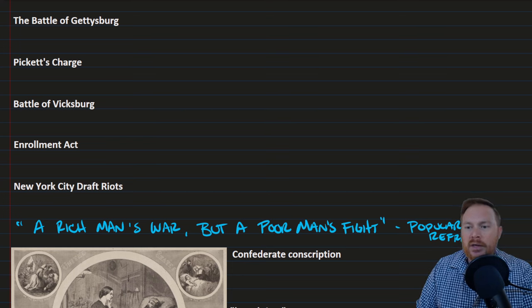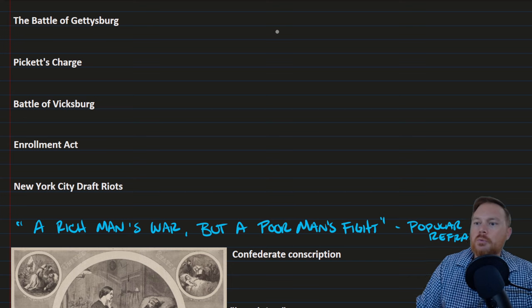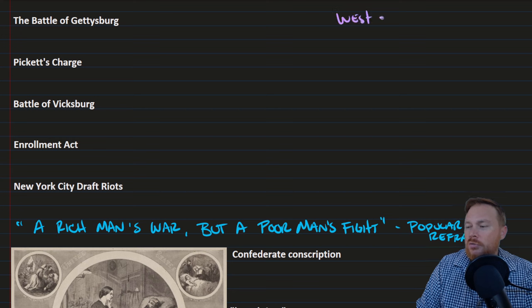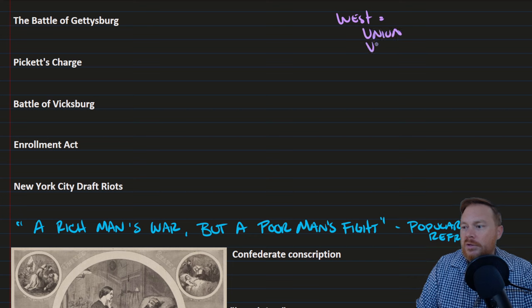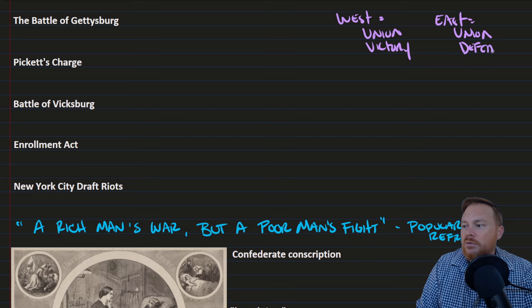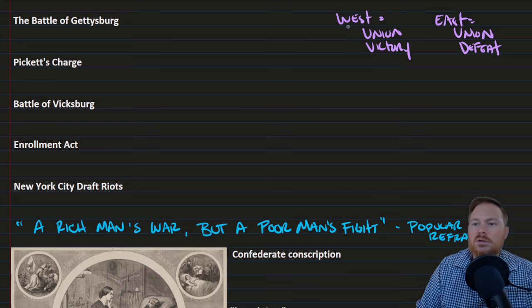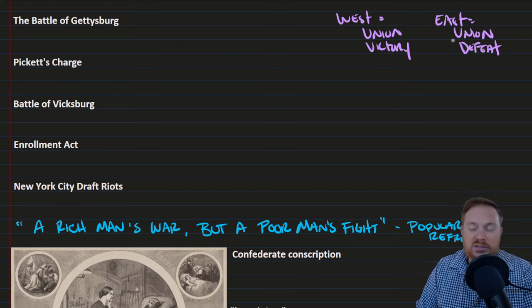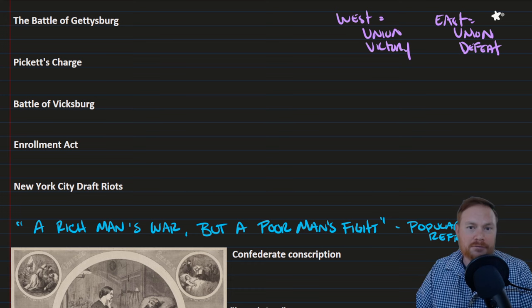It was marked by a dramatic change in the course of the war. Recall that in the Eastern and Western theater, in the West, thanks to people like Ulysses S. Grant, the Union was having tremendous victory. However, in the East, in Virginia, this was Union defeat. And in fact, the war could not have really gone any more poorly for the Union up until this point. Well, 1863 is a turning point, because now in this year, after the proclamation, the conditions of the war start to turn in favor of the Union.